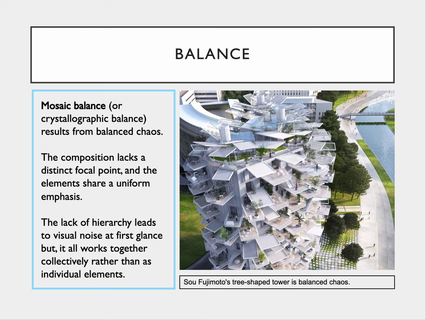Mosaic balance results from balanced chaos, and this is a great example. The composition lacks a distinct focal point, and the elements share a uniform emphasis. The lack of hierarchy leads to a visual noise at first glance, but it ends up working together collectively rather than as individual elements. This is an example of breaking the rules. Because we just said always you need a focal point, you need a focal point, you need a focal point. I still think you need an entrance into this building, but that can be at the base. But here's an example of something that doesn't need anything else. It in and of itself is balanced chaos.